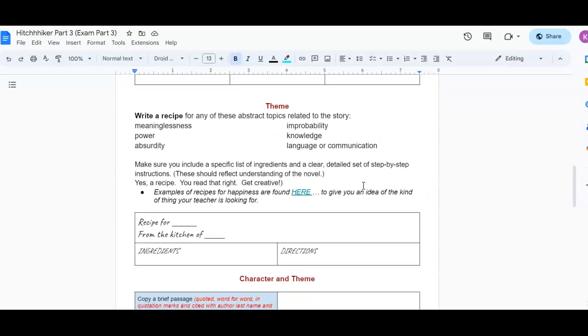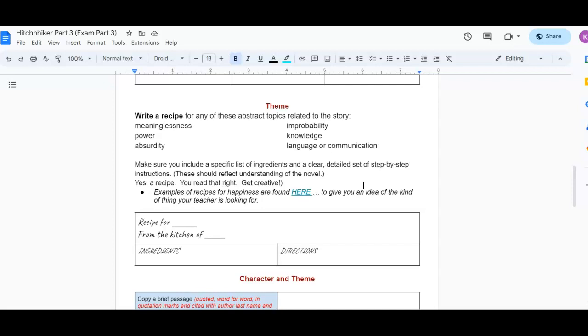Then you're going to explore the theme. You're going to write a recipe for any abstract topics related to the story: meaninglessness, power, absurdity, improbability, knowledge, language, or communication. Make sure you include a specific list of ingredients and a clear, detailed set of step-by-step instructions. These should reflect understanding of the novel.